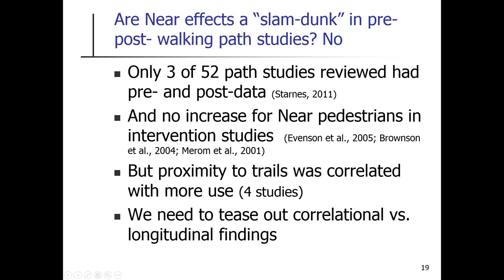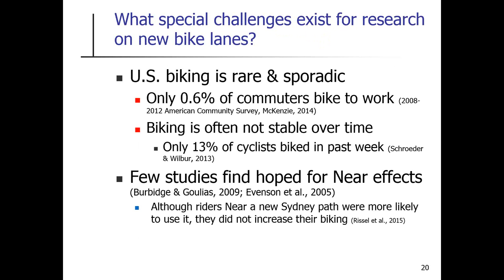Selection effects over time might account for some of it. So if you are thinking of studying new bike lanes, you have some special challenges to contend with, especially if you're in the US. In the US, biking is rare and sporadic, with few people commuting to work by bike, and biking is not stable over time. So few studies have found the hoped for near effects.